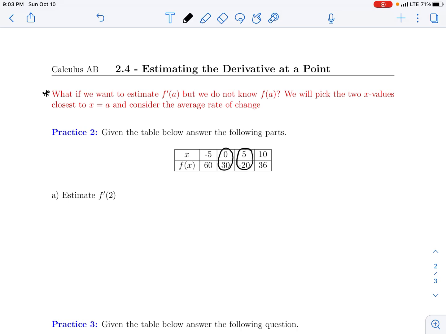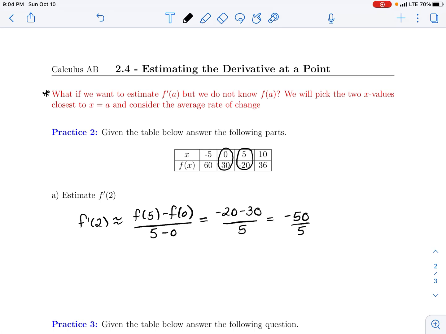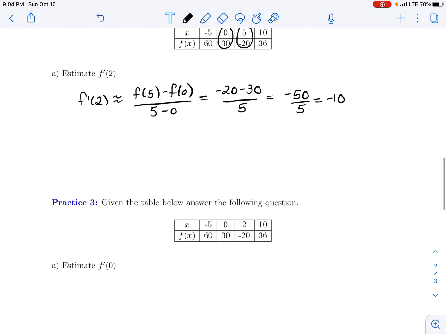So I'm going to just pick to consider the average rate of change between x equals 0 and x equals 5. So I'm going to say that the derivative at 2 is approximately f of 5 minus f of 0 over 5 minus 0. And so this is negative 20 minus 30 over 5, which is negative 50 over 5, which is negative 10. Okay.